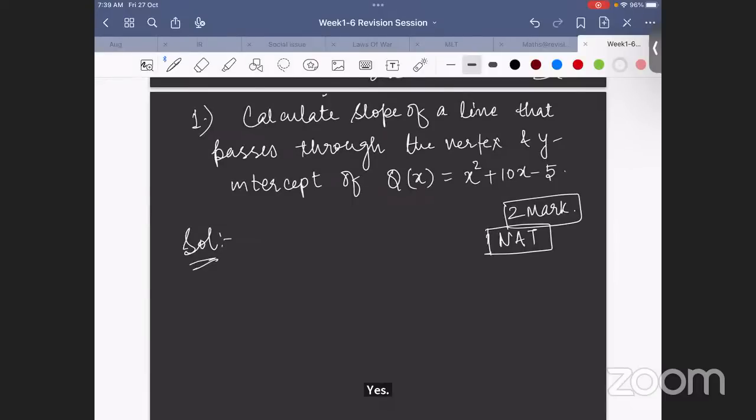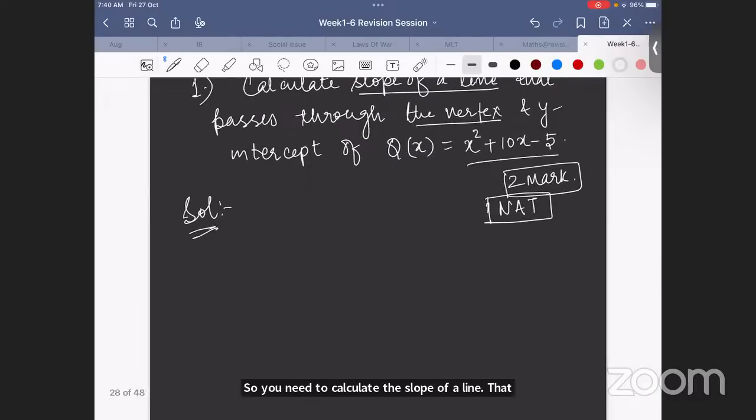So what has been told here? You have been told to calculate the slope of a line. This type of question is very probable to be asked because it includes the concepts of week 3 and week 2 also. Most of the questions will include the concepts of two weeks of content. The similar type of problem is very expected to be asked. So you need to calculate the slope of a line that passes through the vertex. How will you calculate the vertex of this parabola, the quadratic equation?